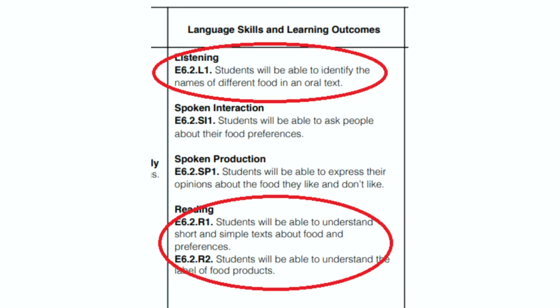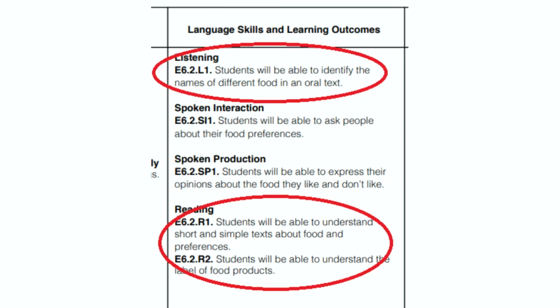The objectives mentioned in the syllabus are not met either. Pay attention, please. The first objective says students will be able to identify the names of different food in an oral text. How are they going to identify the names of the food? You have already given the Turkish equivalents. And in reading it says students will be able to understand short and simple text about food and preferences, and they will be able to understand the label of food products. When you give me the Turkish equivalents of words, you have taken away my chance of making any predictions using the context or the visuals. So the coursebook not only disobeys the curriculum, the philosophy of the program, but the syllabus objectives as well. Okay?